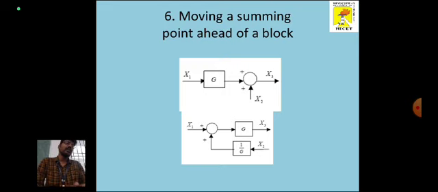I hope you understood, whether we are moving with respect to the block ahead or behind. If it is a summing point ahead, it is G itself. If it is a branch point ahead, it is 1 by G. That is, the concept is totally vice versa against the concept of the branch point. It is totally reverse. If you go through the four formulations, you can visualize it the same way.